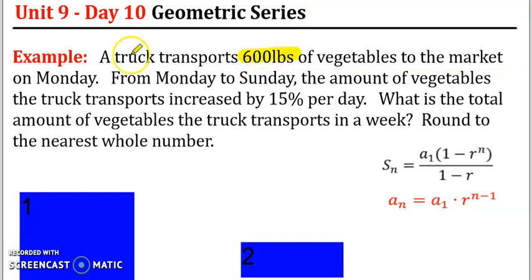All right, so number one, the truck transports 600 pounds of veggies to the market on Monday. Okay, so I'm assuming that's a starting value. From Monday to Sunday, okay, so we have 1 week. From Monday to Sunday, the amount of veggies increased, so we're going up by 15% per day. So Tuesday would be 15% more, so 115% of 600. What is the total amount of vegetables the truck transports in a week?